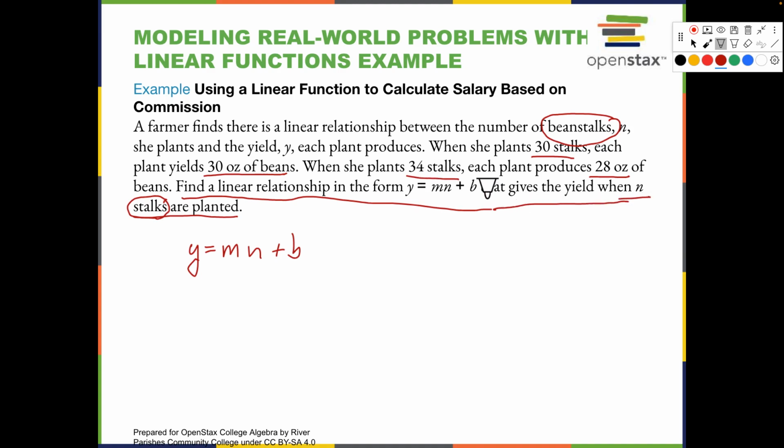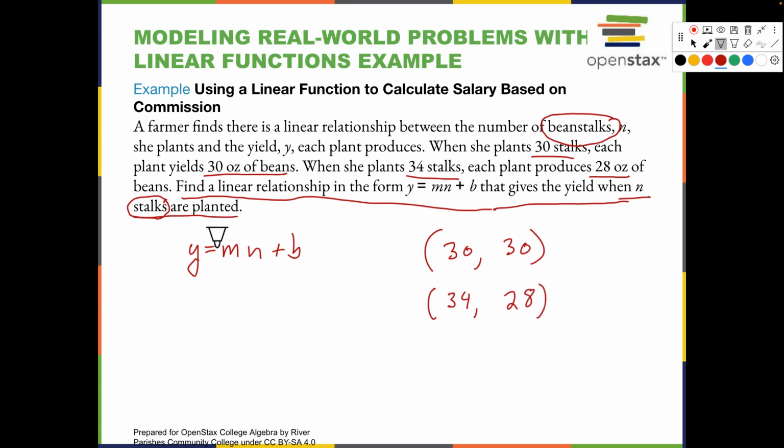We have an X and Y. Can you just do Y2 minus Y1 and get the same answer? You got it. So we've got our 2 points. We've got 30, and they're telling us the bean stalks are the N, or the X in this case. So the number of ounces becomes the Y, and sometimes that's the hard thing to determine. So 30 stalks gives 30 ounces, and 34 stalks, because you have more, I guess you're using up your nutrients, only gives 28 ounces of production.